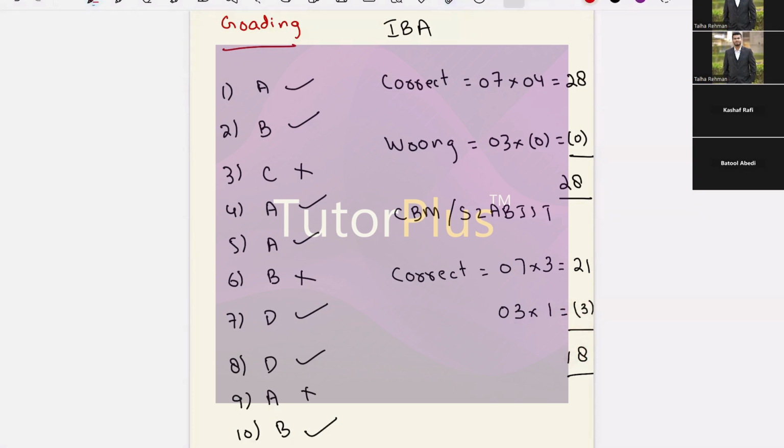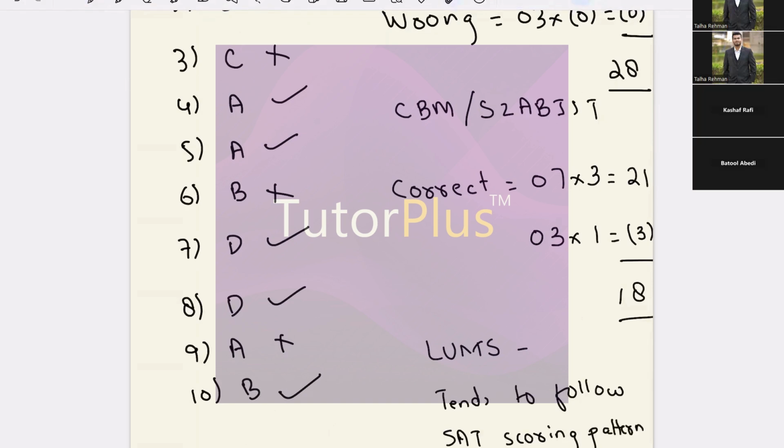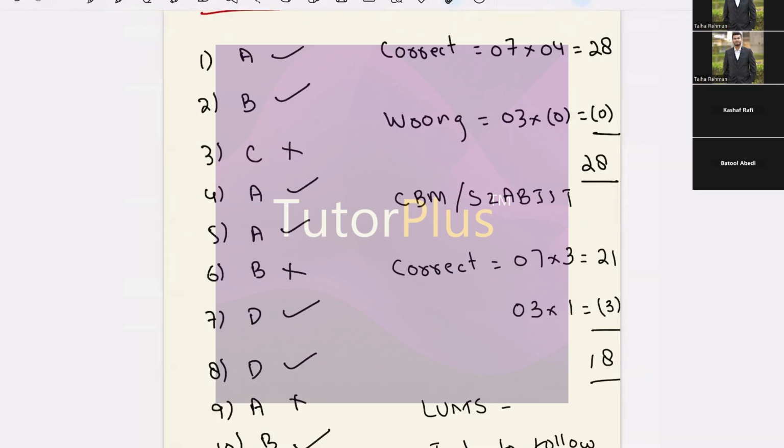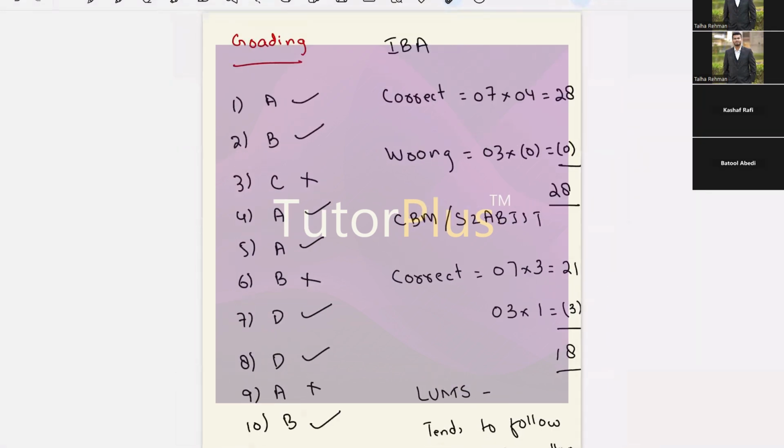And if we were to talk about LUMS, it tends to follow the SAT scoring structure, but they do not really make it public. Also, LUMS does not announce how much score you've gotten in the LCAT test. So you either get in or you do not get in, but they never make your LCAT score public. So that's how the scoring works for IBA, CBM, and LUMS as well.